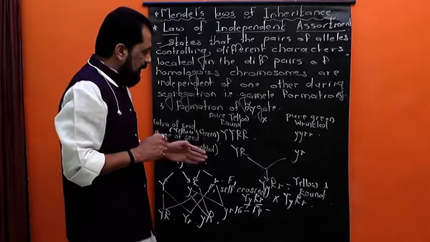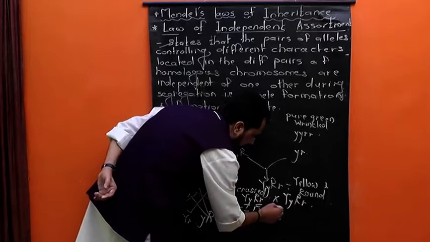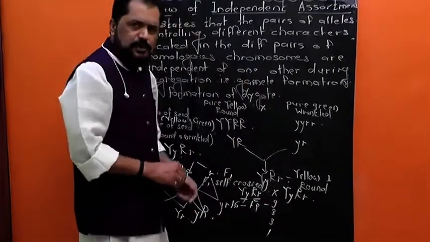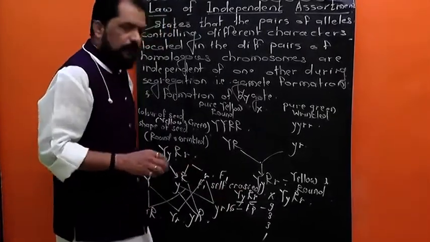We know that the ratio of F2 individuals in this dihybrid cross is 9 : 3 : 3 : 1, and also we know what should be the phenotype of these F2 individuals.